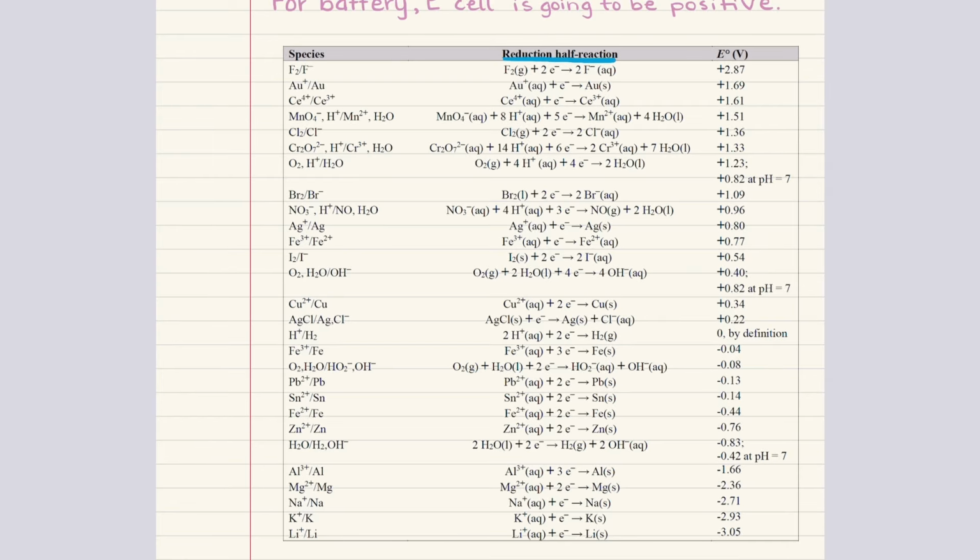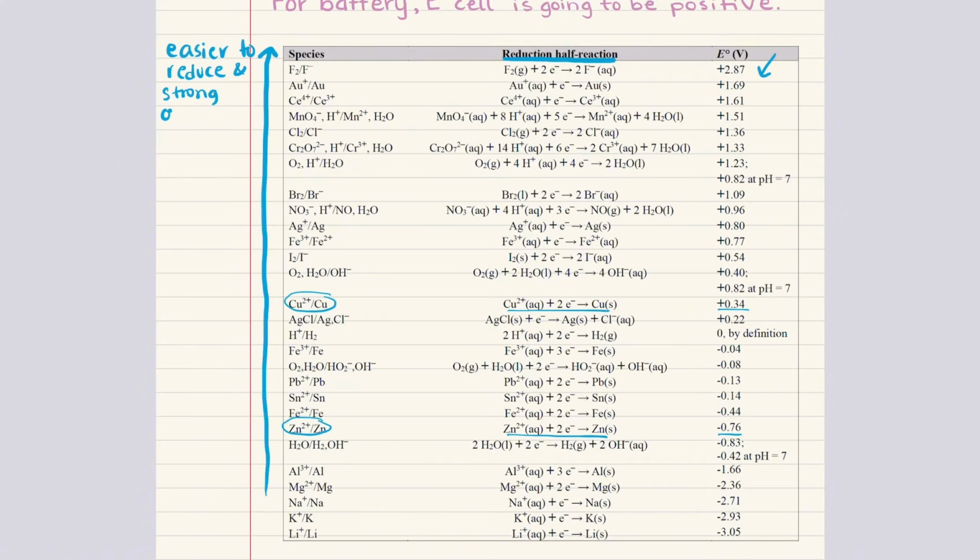Every entry in the table is written as a reduction, so each line shows how strongly that species wants to gain electrons. A more positive value corresponds to a stronger pull for electrons and a stronger tendency to be reduced. That also means that species that are high in the table act as strong oxidizing agents because they are very good at taking electrons from something else. Fluorine gas is the strongest oxidizing agent in this list.